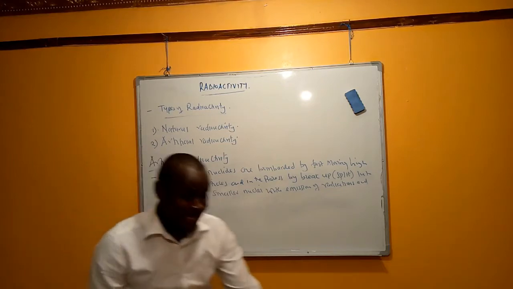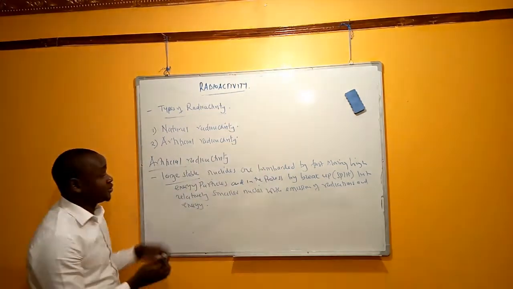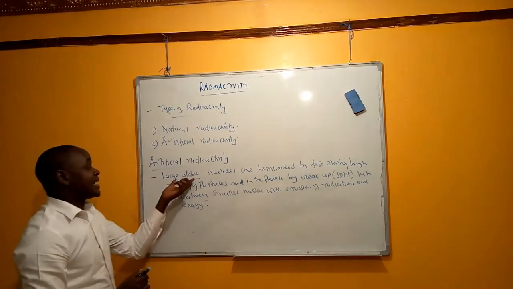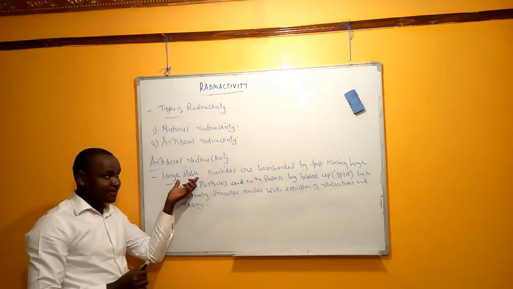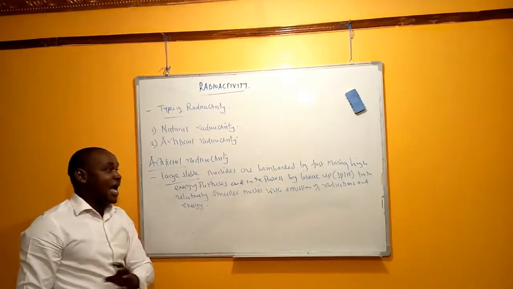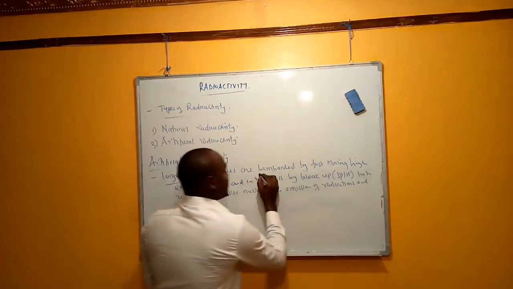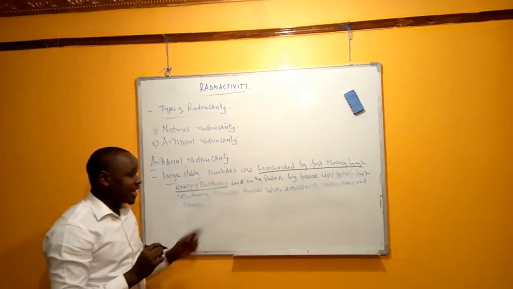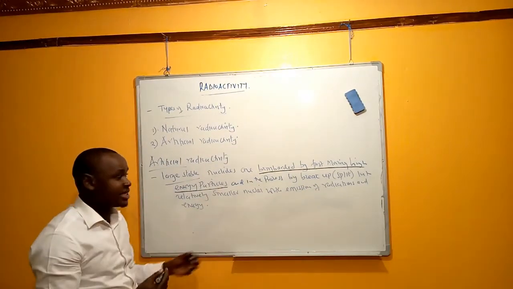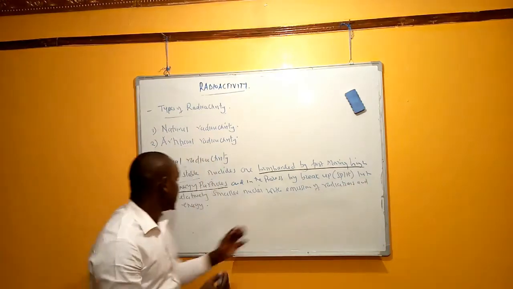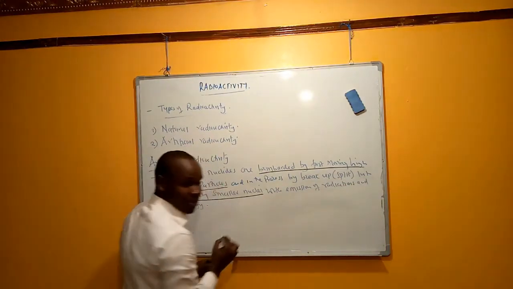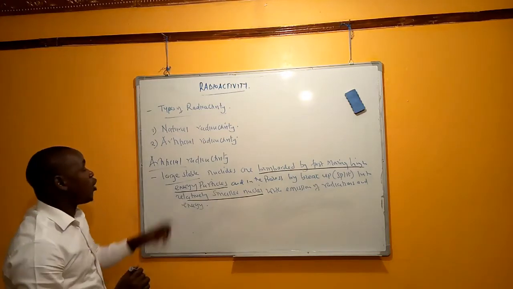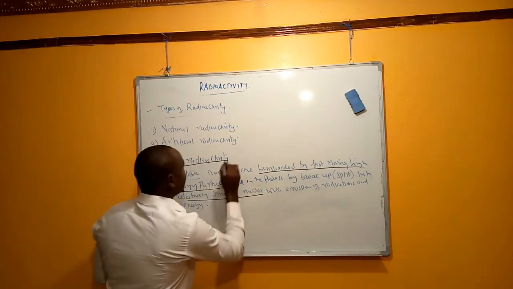So the key difference between natural radioactivity and artificial radioactivity is that artificial radioactivity involves large stable nuclides. They don't split by themselves unless they are bombarded by fast-moving high-energy particles. And once they have been bombarded, in that process, they split into relatively smaller nuclei with emission of radiations and energy. So that is called artificial radioactivity.